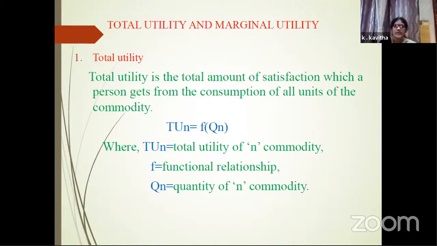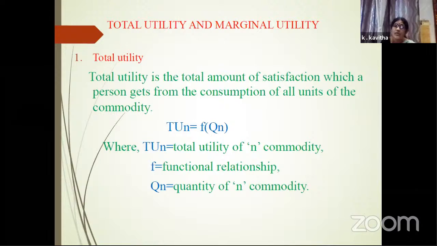So first, total utility means the total amount of satisfaction which a person gets from the consumption of all units of the commodity. If we are using three or four goods, and by using one unit we get 20 utils of utility, by using the second one we get 15, by using the third one we get 10, likewise. So if we add all these, 20, 15 and 10, we get 45. By adding all these utilities from the different commodities, we get the total utility.